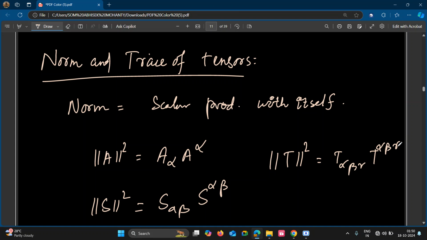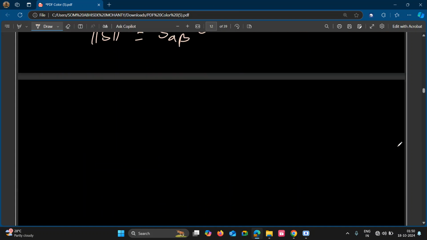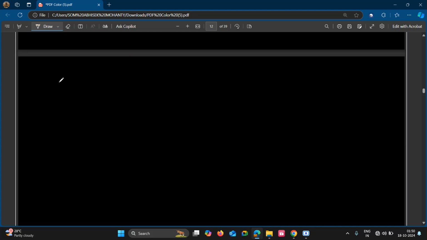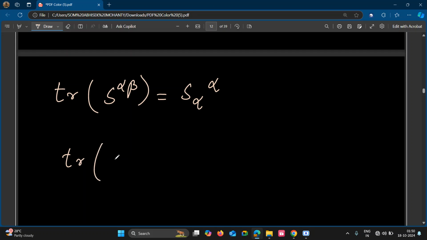And what is trace? Trace is simply what we have shown in matrices. But here it will be trace of A alpha beta will be what? A alpha alpha. I will tell you, don't worry. Trace of T alpha beta gamma delta will be T alpha alpha beta beta.